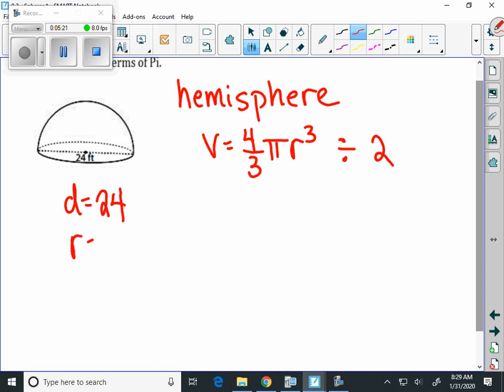So our radius is going to be half of that amount. And now that we know that, we're going to put that back into the formula. So it's going to be 4/3 pi times 12 cubed. I know there's a divide by 2 in a couple of minutes.